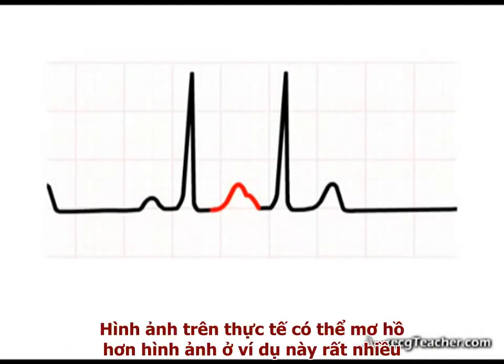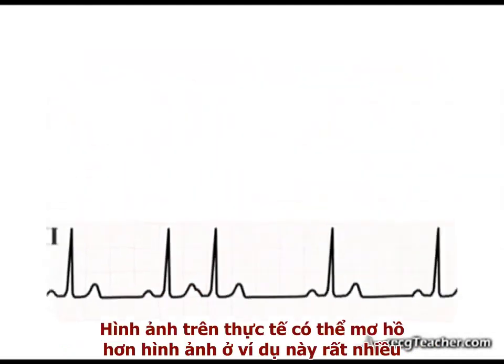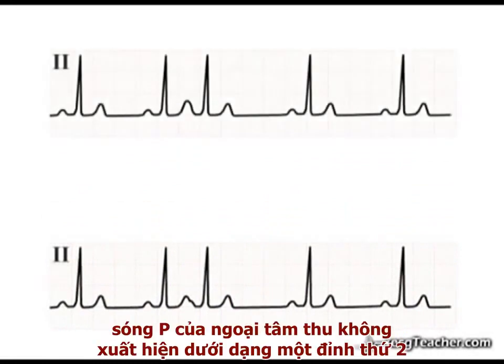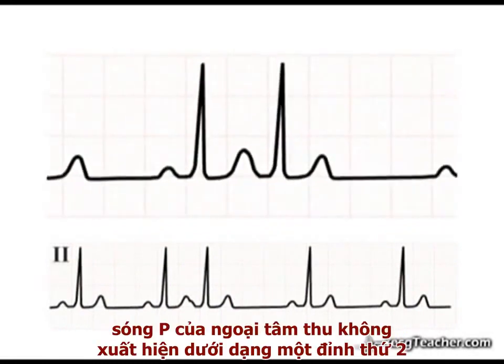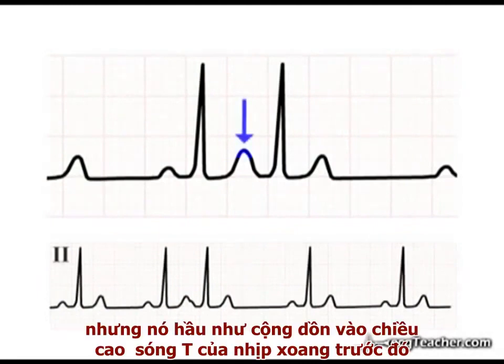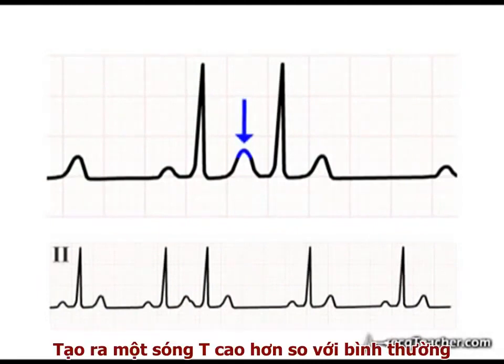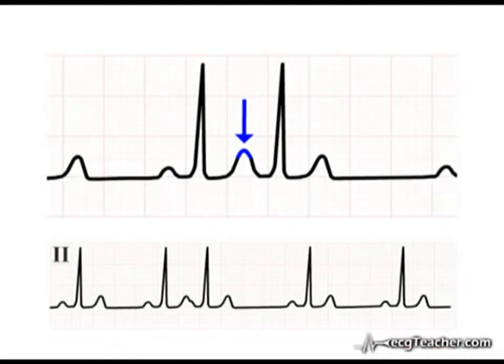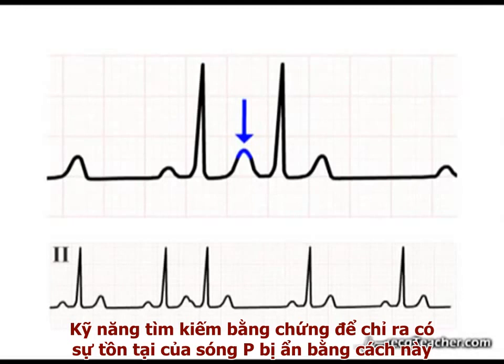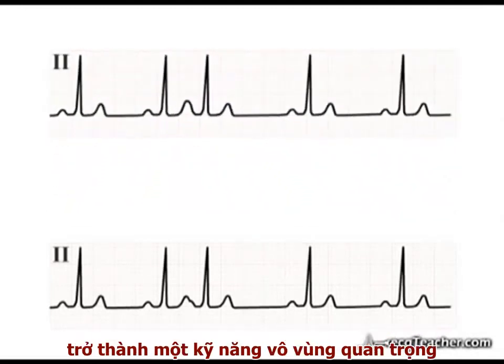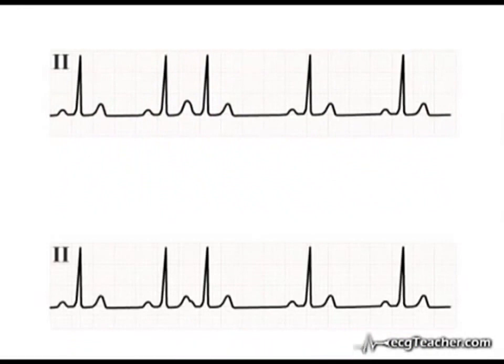The effect can be much more subtle than shown here. In this example, the ectopic P-wave is not visible as a second peak, but is merely added to the height of the preceding T-wave deflection, producing a T-wave which is taller than normal. Searching for evidence of hidden P-waves in this way will become a very important skill when analyzing arrhythmias.